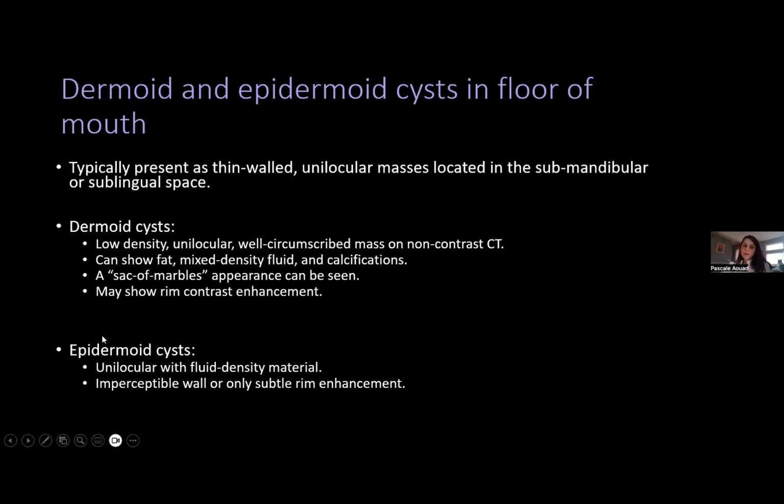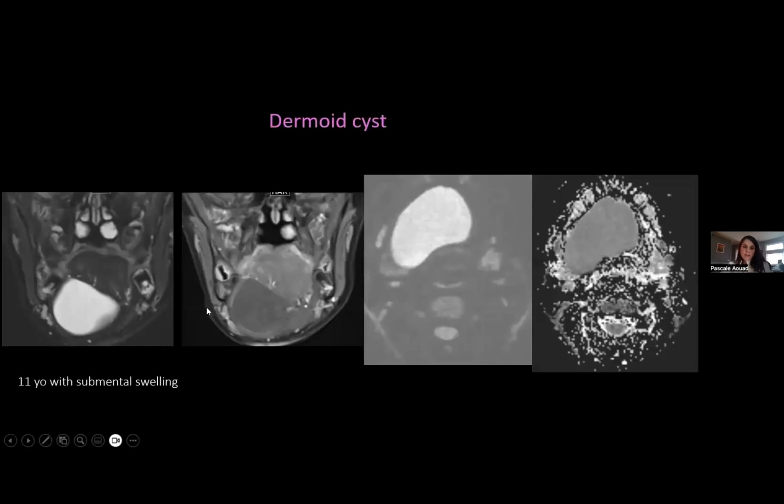Epidermoid cysts will also be unilocular, but more fluid density or signal, and usually the wall will be imperceptible. This is an example of a dermoid cyst in an 11-year-old patient who presented with a submental swelling. We can appreciate this lesion that is well circumscribed, showing T2 hyperintense and T1 hypointense signal and restricting diffusion. This lesion was located in the sublingual space deep to the mylohyoid sling.